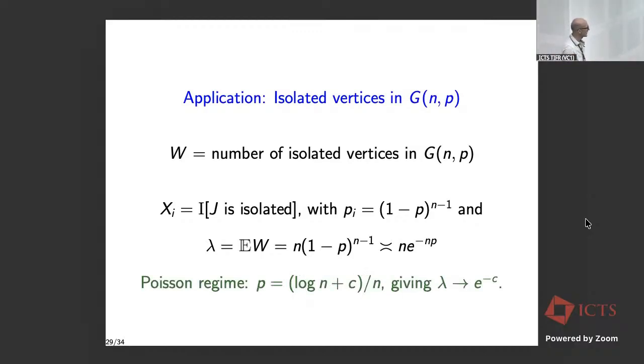And you can figure out how we get, for example, a constant lambda. If n goes to infinity, how do you need to change p? That's the expression, p equals (log n plus c) over n. So it's essentially log n over n. That's how you need to choose p to give a lambda converging to a constant. So we have an actual limit for the number of isolated vertices.